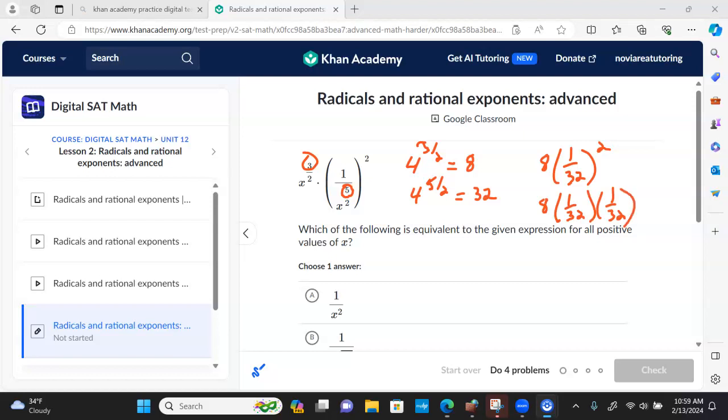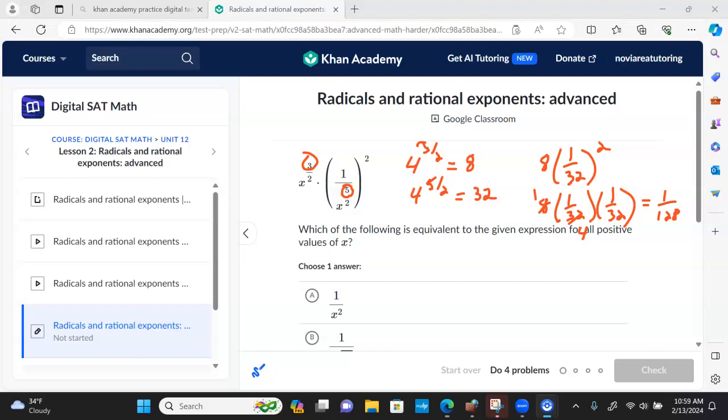Now look what we can do here. We can cancel. 8 goes into 32 4 times, so this is going to come out equal to 1 over 4 times 32, which is 128. So now I'm going to go to the answer choices and plug in 4. And so what I'm looking for is 1 over 128.